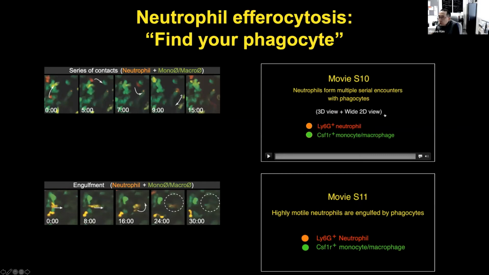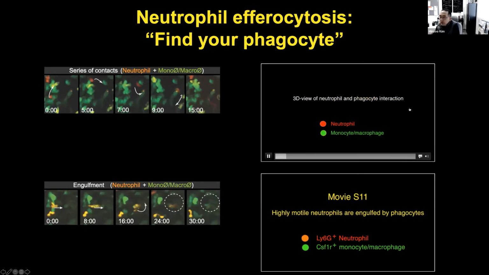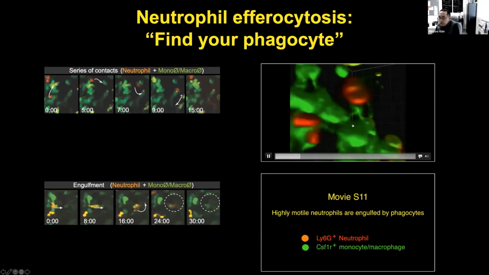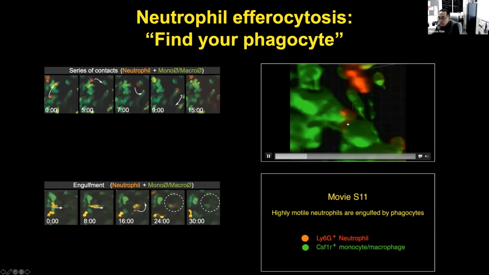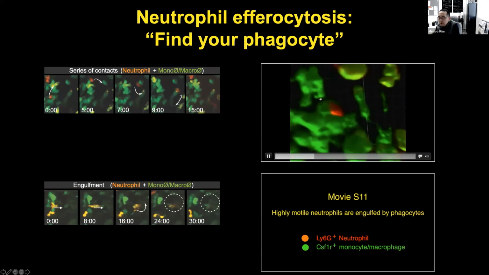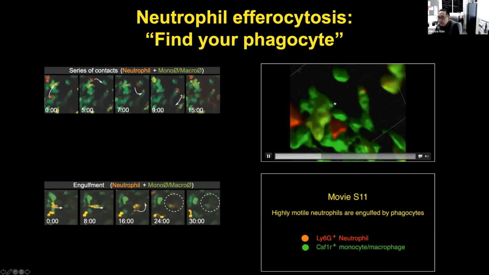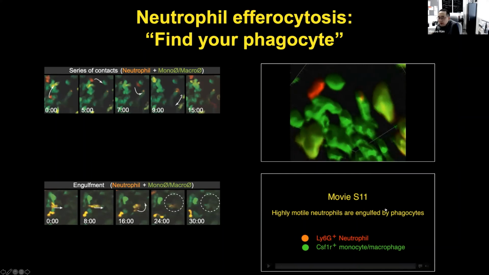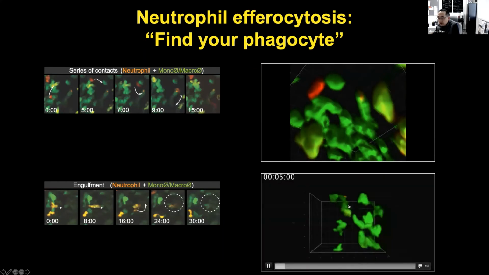Instead, it was always the neutrophil that actively searched for the phagocyte. In this case, you can see this neutrophil, and none of these phagocytes is very active, but the neutrophil is actually searching in between these very static phagocytes multiple times. And it is always the case, as you can see, that it is the neutrophil approaching these phagocytes, and they are being engulfed.